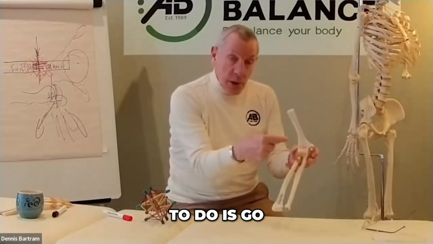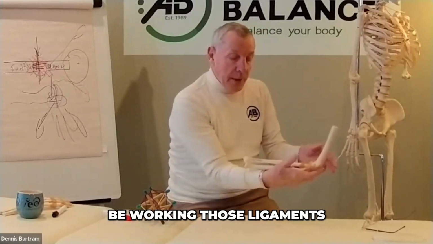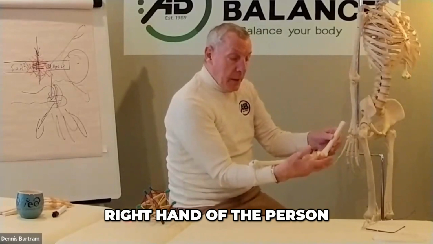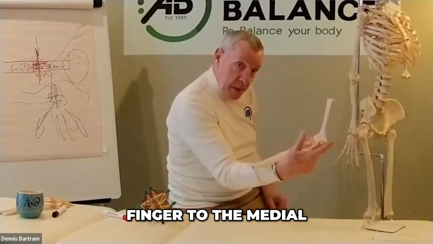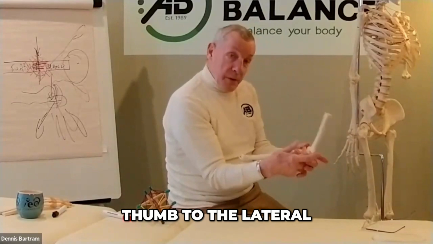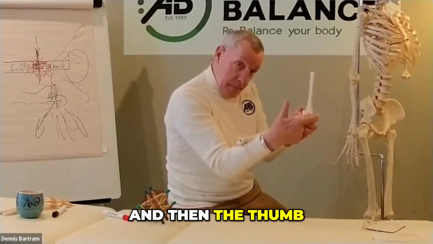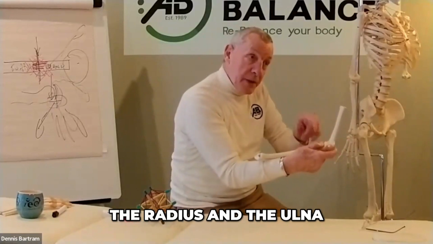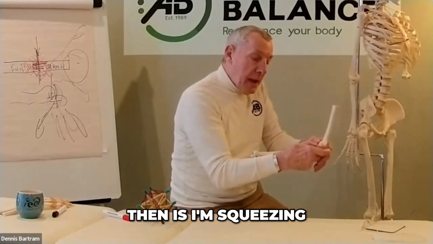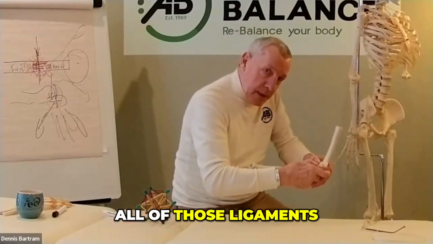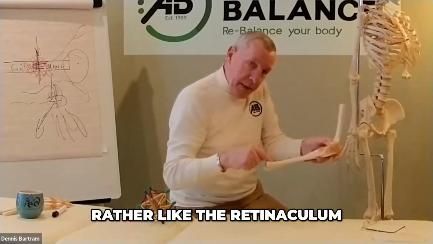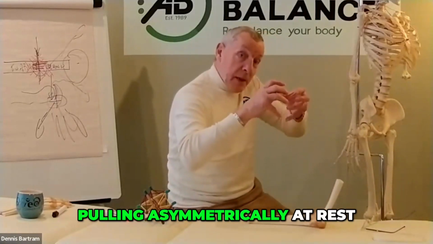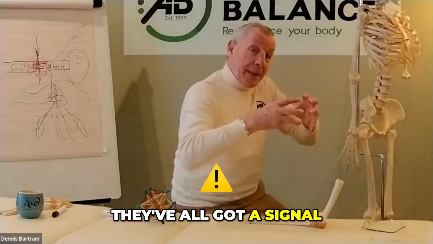So what you've got to do is go to the arm itself, and you want to be working those ligaments. Now, this is the right arm, so I'm facing the right hand of the person. I've got a finger on the medial portion of the elbow and a thumb on the lateral portion. Then the thumb of my right hand can go into the joint space between the 2 bones, the radius and the ulna. What I'm doing is squeezing all of those ligaments into inhibition, rather like the retinaculum on the elbow, so they're no longer pulling asymmetrically at rest.